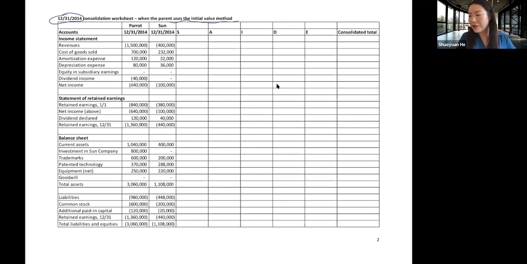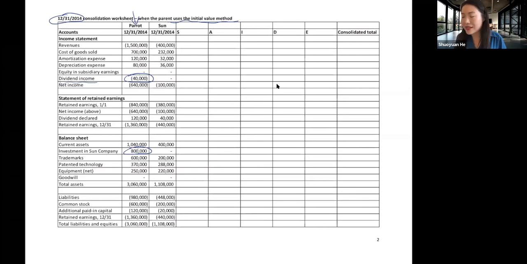First, just a reminder that this first column, as I said, is taken from one of the columns we worked through in the last class. Specifically, if the parent used the initial value method, there is 40,000 dividend income, which is the dividend paid by the subsidiary to the parent. And then the parent investment account will be 800,000. So this 800,000 will just be the initial investment.